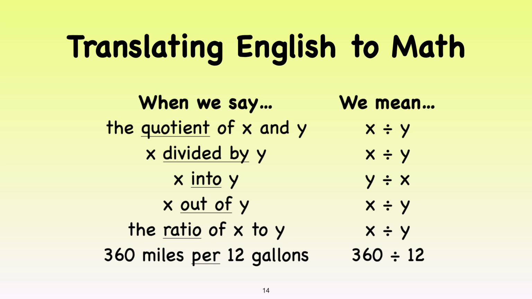When we say x divided by y, we mean x divided by y. When we say x into y, we mean y divided by x. When we say x out of y, we mean x divided by y. Sometimes we'll say the ratio of x to y. That's the first number you said goes first. X divided by y. Then the word per sometimes tells us division. 360 miles per 12 gallons means 360 divided by 12.